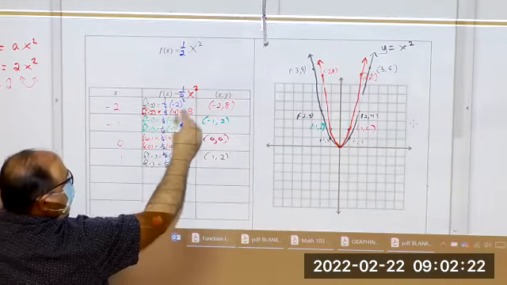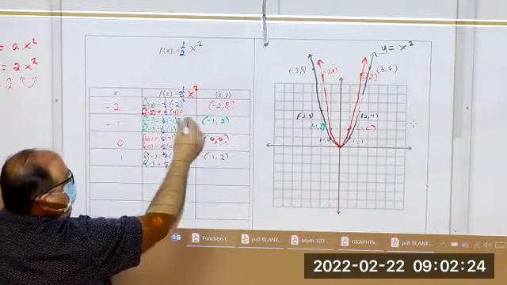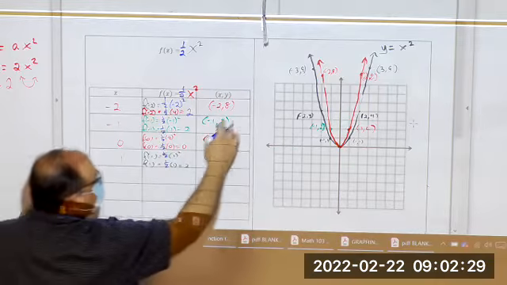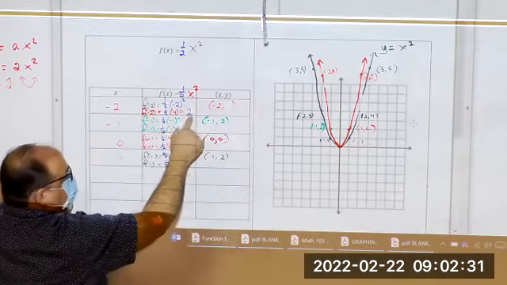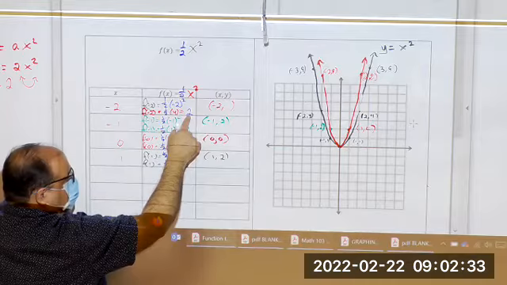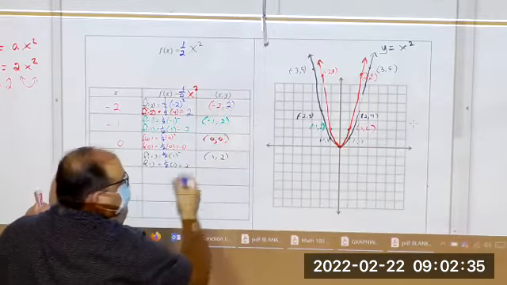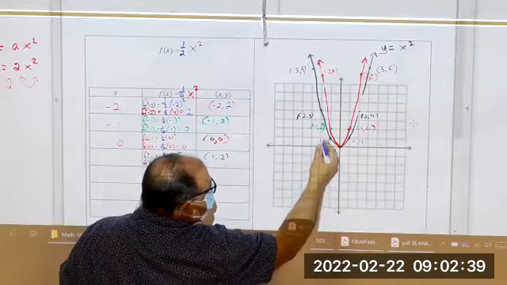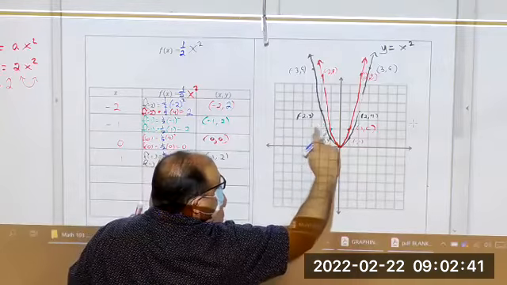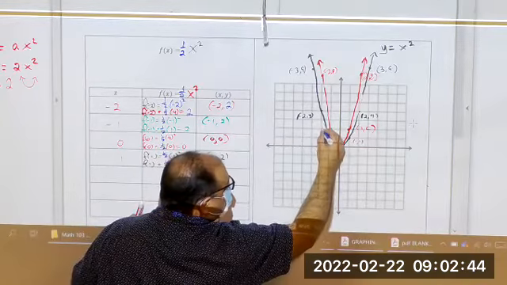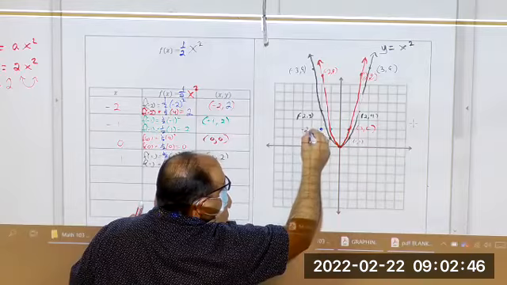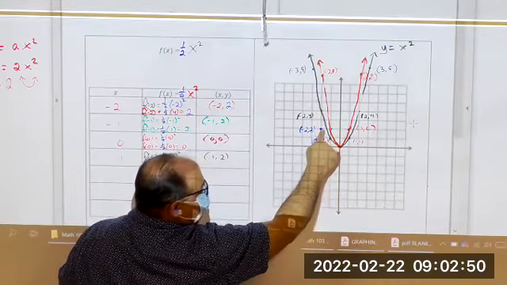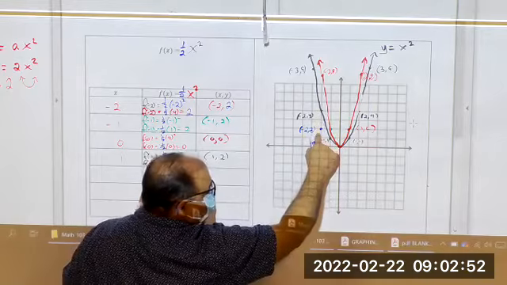So 1/2 of 4. Half of 4 would give me a 2. When I plug in -2, I get 2 instead. It used to be up here at 4, but now it's half the height. Half of 4 is now 2.